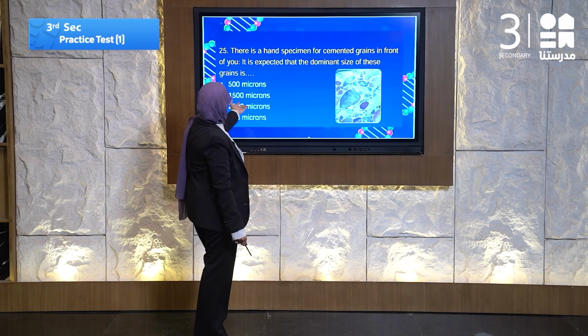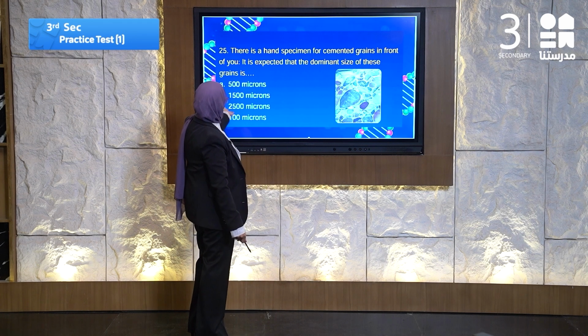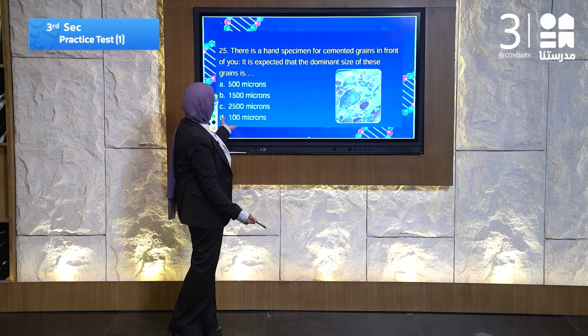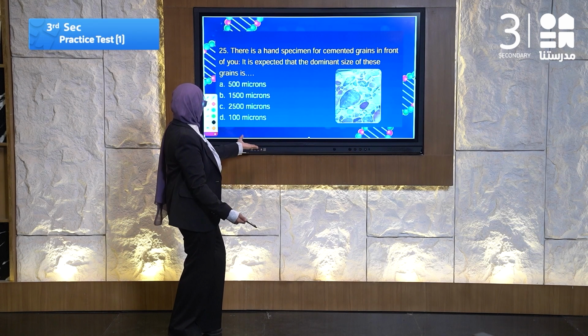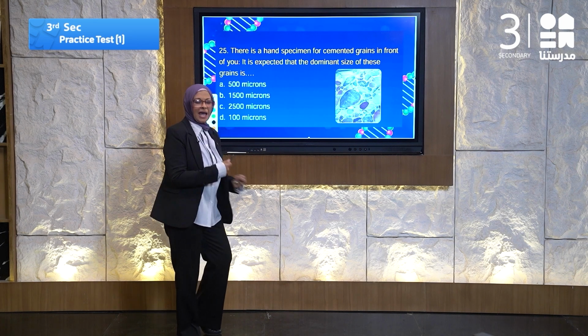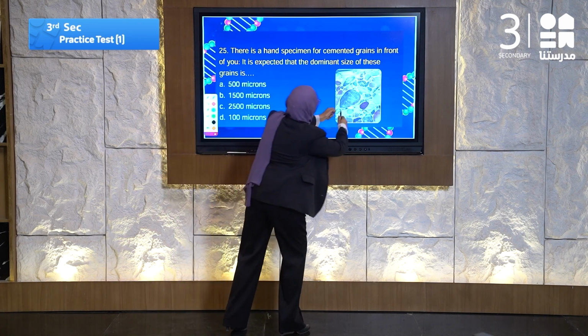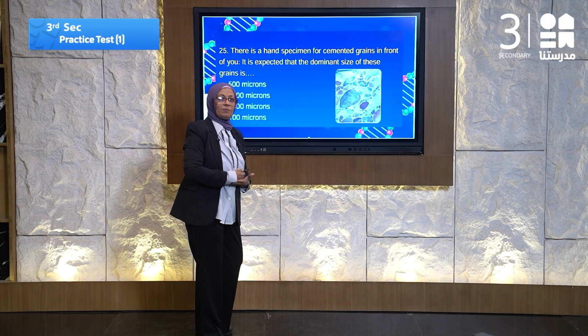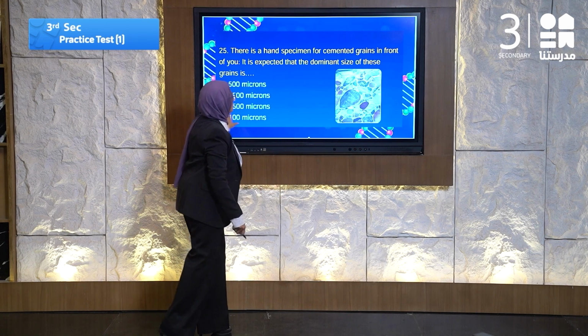How about 500 microns, 1,500 microns, 2,500 microns, 100 microns? How do I calculate? How do I measure it? Let's go to the ruler. How can I differentiate between them? Let's go.